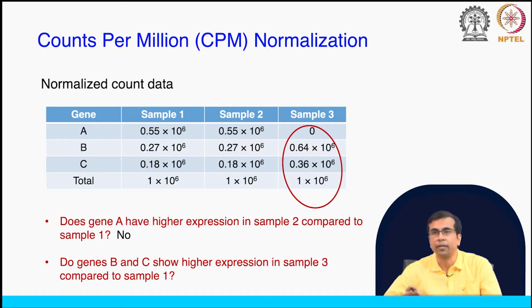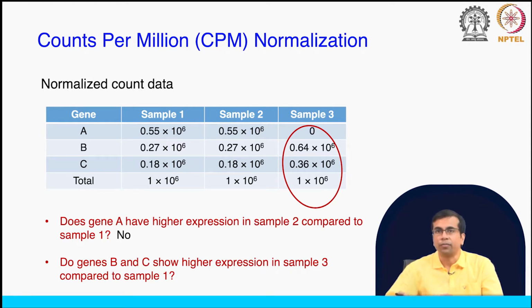So, let us imagine that the expression of gene A has dropped, and it is so low that we cannot detect it by sequencing. So it is set to 0. What it means is that the total number of reads that are available for sample 3 would be distributed between gene B and gene C.